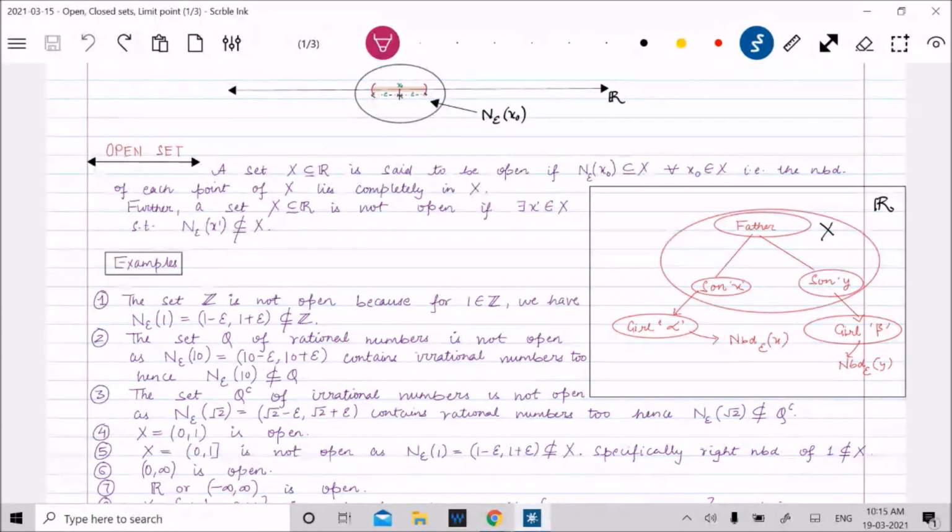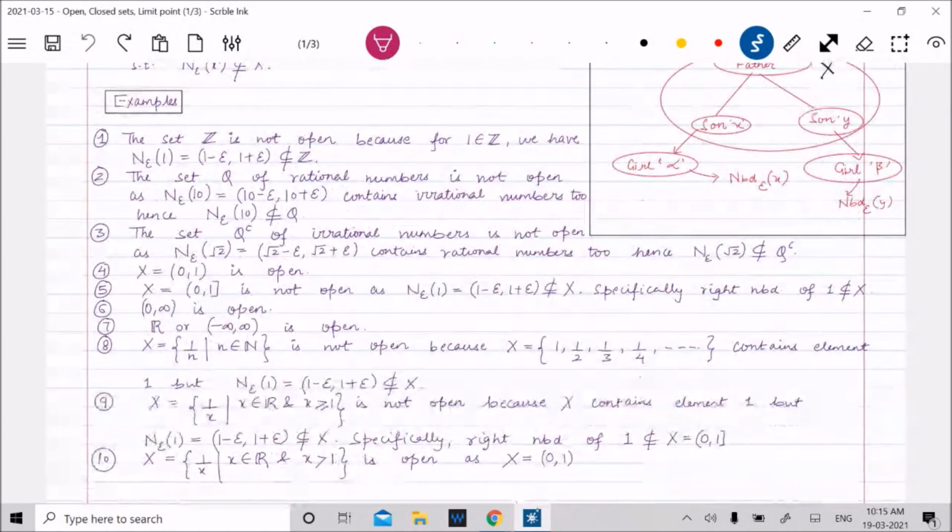Okay. Now the fifth one, you can see that this is of course not open, not because there's a square bracket here, but because if you draw the neighborhood of 1, that will be 1 minus epsilon to 1 plus epsilon. The 1 minus epsilon side will lie completely inside this, but unfortunately the right neighborhood of 1, that is 1 plus epsilon, will be falling outside this capital X, right?